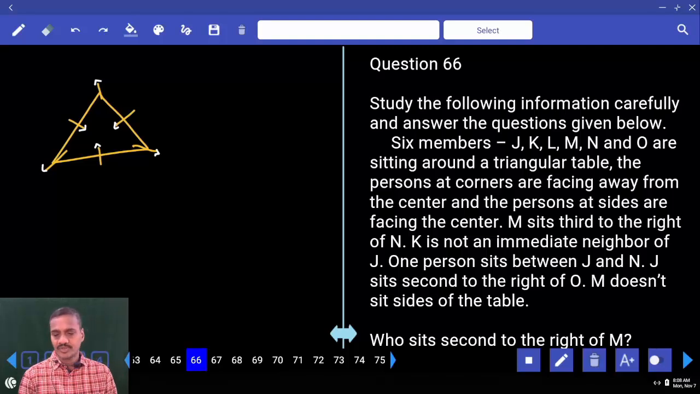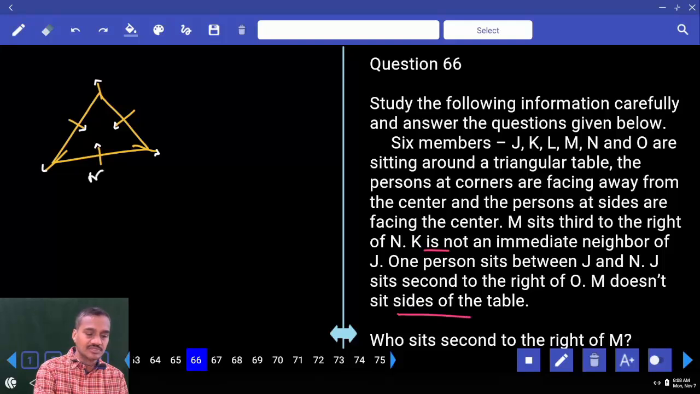Then, where is M? M is seated to the right of N. And at the same time, K is not an immediate neighbor of J. One person sits between J and N. J sits second to the right of O. M does not sit at the sides of the table, which means M must be at the center of the table.